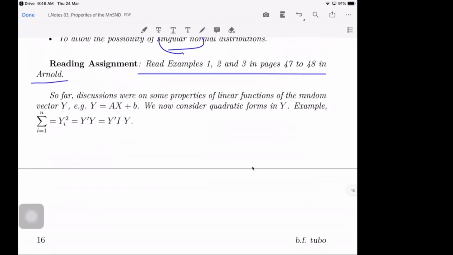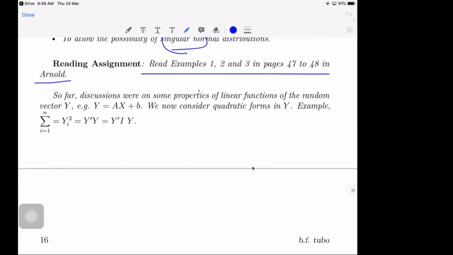Now let's go to another transformation of your y. So far, ang atong mga properties na gitud-an are just properties of linear functions of a random vector. Now, what happens when we have the product or the quadratic form ang ato ang y?